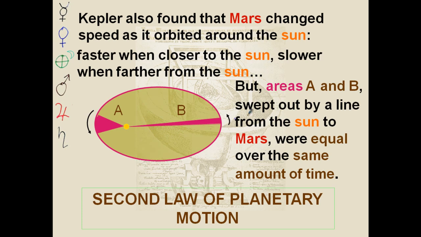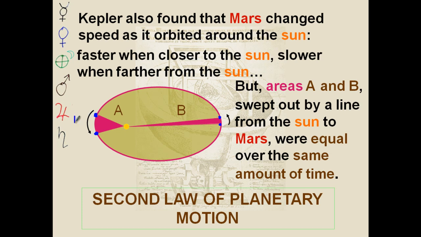So what his second law of planetary motion says is that areas A and B, these two pink shaded areas, there's area A, here's area B, swept out by a line from the sun. So Mars starts here, ends here, and then it's going to start here and end here, with the sun as the endpoint over here. They're equal over the same amount of time.